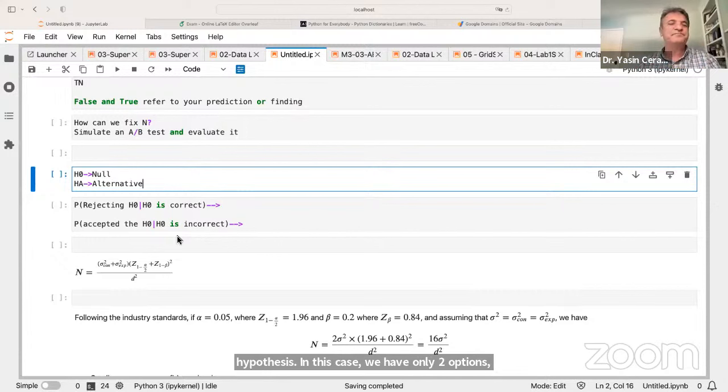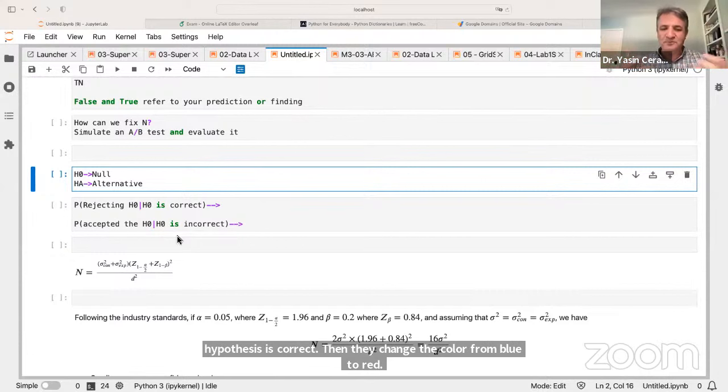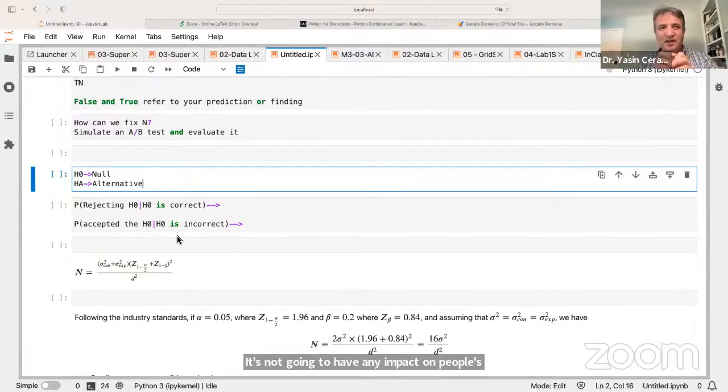Blue and red. Now, what if the null hypothesis is correct? That means when we change the color from blue to red, it's not going to have any impact on people's behavior. Okay, what if the null is correct? And then we ran the test, and we got the results. And the results suggested that we should actually reject the null hypothesis.